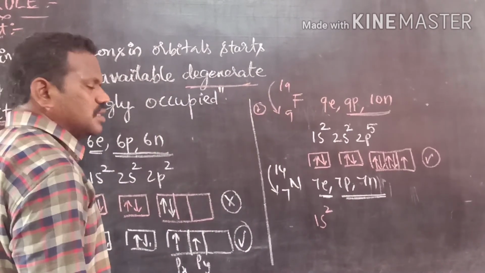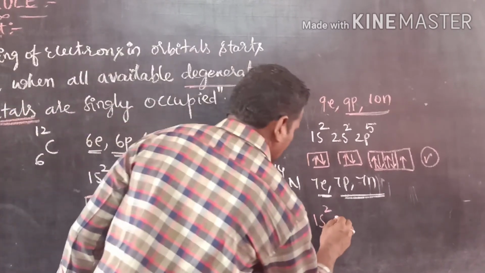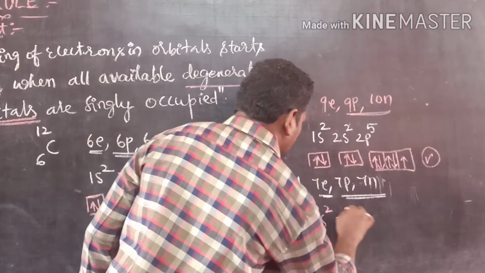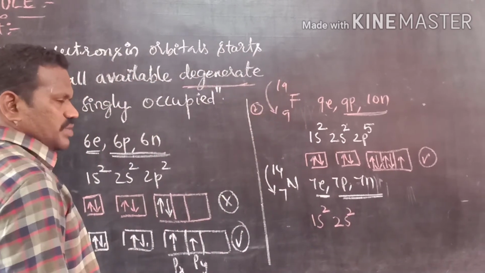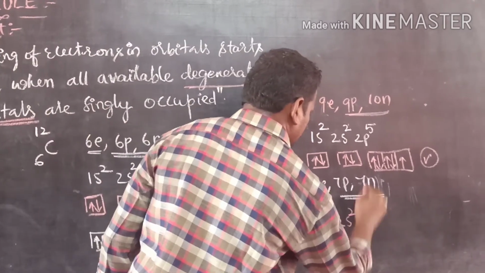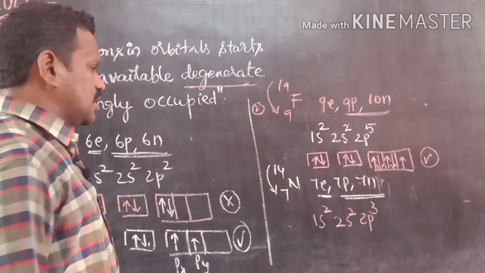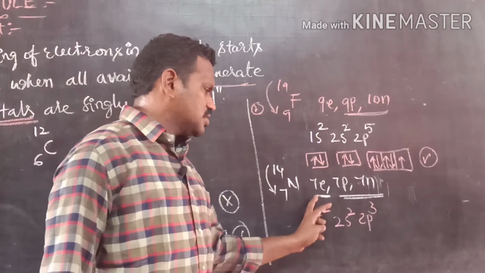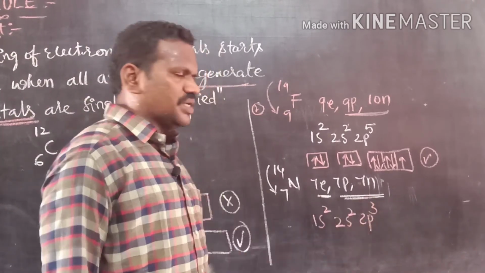2 electrons are occupied. The remaining 5 electrons, as per the chart, enter into the 2s. The s orbital can accommodate a maximum of 2 electrons only. Then later they enter into the 2p. Now the electronic configuration of nitrogen is 1s2, 2s2, 2p3.